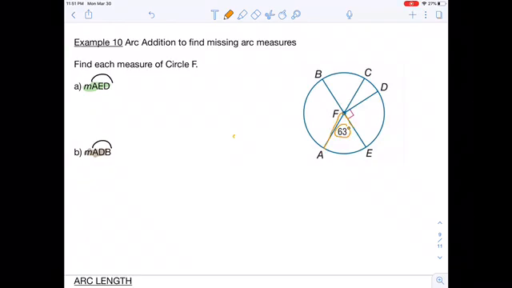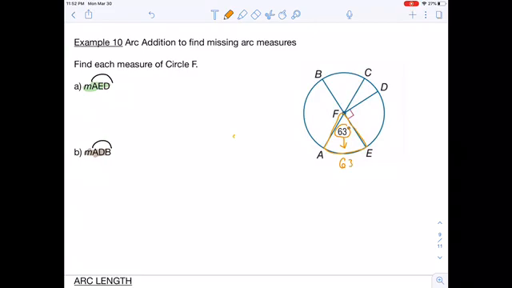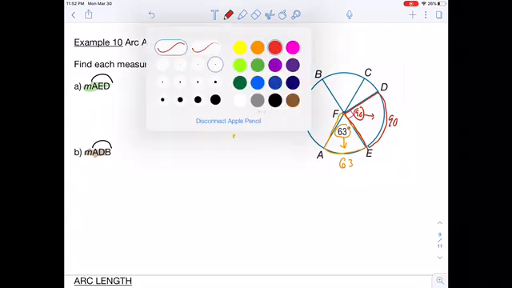A central angle is equal to the measure of the arc it intercepts. So that 63-degree central angle cuts off arc AE, so arc AE is going to be 63 degrees. And then we also have a 90-degree central angle, angle DFE, and that's going to intercept arc DE, which is going to be 90 degrees. So the measure of a central angle is equal to the measure of the arc it intercepts.